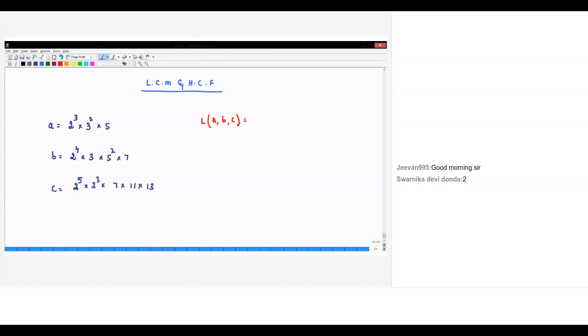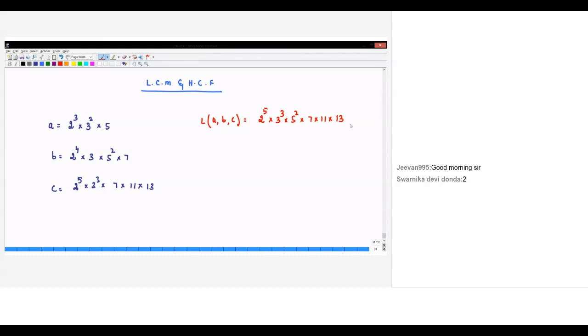LCM of A, B, C is always the highest power. Highest power of 2 is 2 power 5. Power of 3 is 3 cube. 5 is 5 square. 7, 11, 13. I need to take the highest power of the prime number present in any of the three. Even if it is present in only one number you can take it, because I want the LCM to be divisible by A, B, C. So you can always divide LCM by A, B, C.